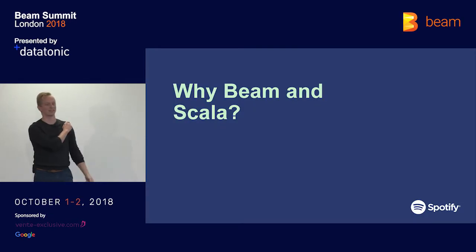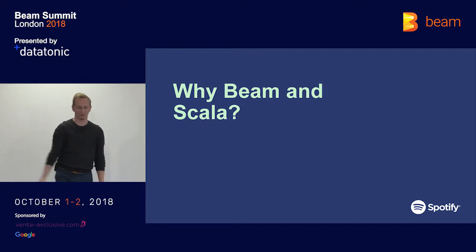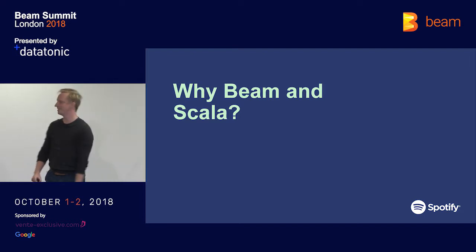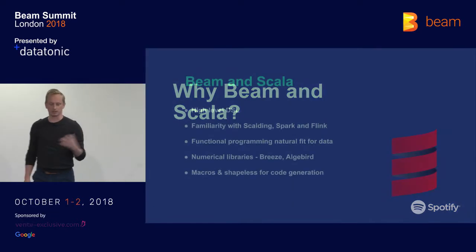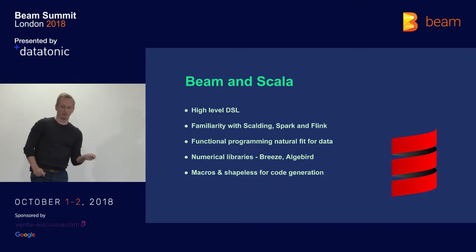So why do we use Scala then? There's a nice Java API and Python API. Why would you do that? Well, because we like it, first of all. But basically what Scala gives us is a nice higher level DSL, domain specific language. It's pretty similar to what we can do with Spark and Flink. So if you guys have used that, the API is going to be fairly similar to that.